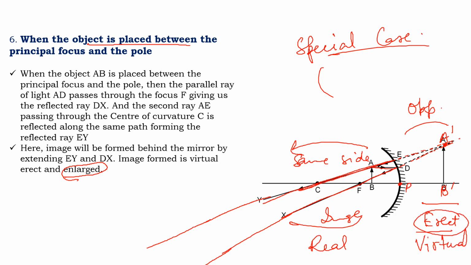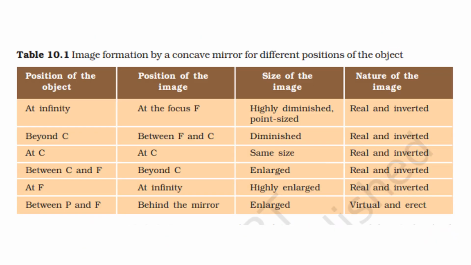Erect means straight, isn't it? Inverted, this was your inverted image and this is your erect image. And real, when it is on the same side of the mirror, it is real. When it is on the opposite side of the mirror, it is virtual. So this is a very important part from the chapter light, my dear students. Please go through the book, see the notes, practice yourself.